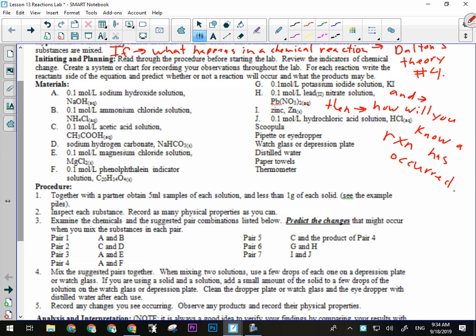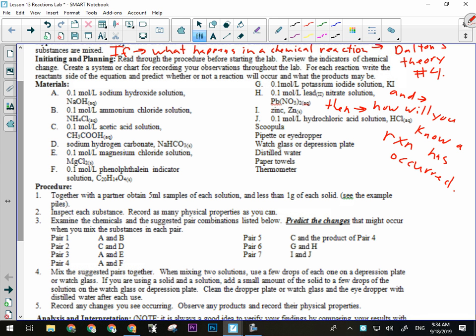Pair 4 and pair 5 have to be done in order. You can do the other pairs in any order. You can do pair 7, pair 2, pair 3, pair 1. But pair 4 and pair 5 have to go in order because you're using for pair 5 the product of pair 4. So in pair 4, you're going to be mixing sodium hydroxide and phenolphthalein. Then you're going to add acetic acid to that mixture. So that's the only one that has to be done in order.